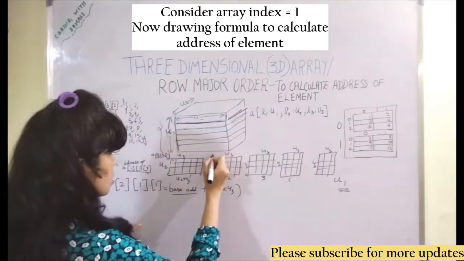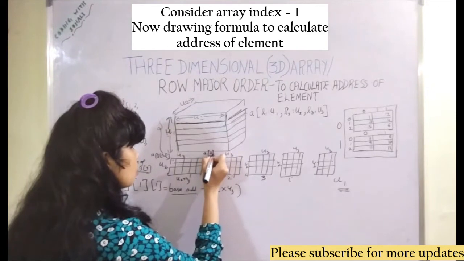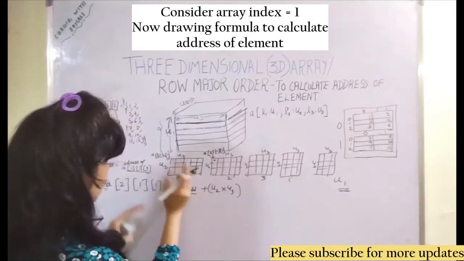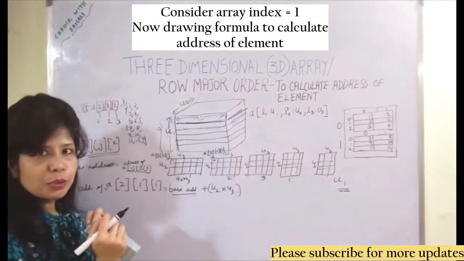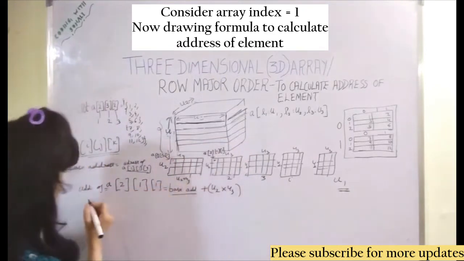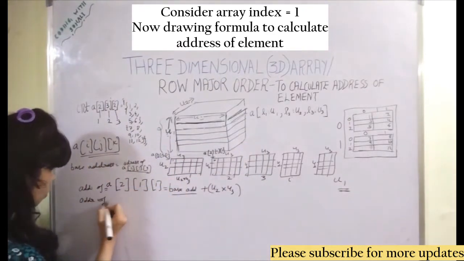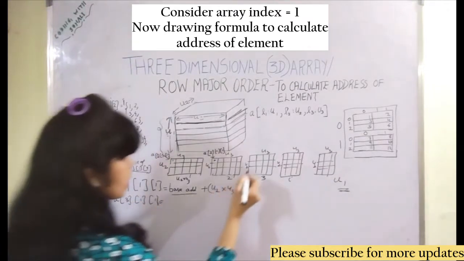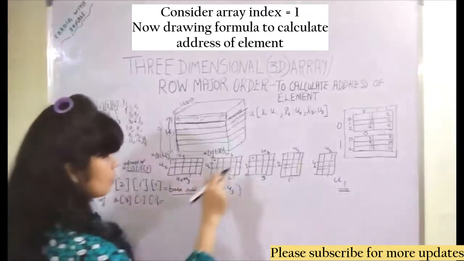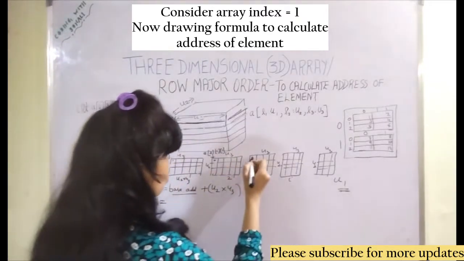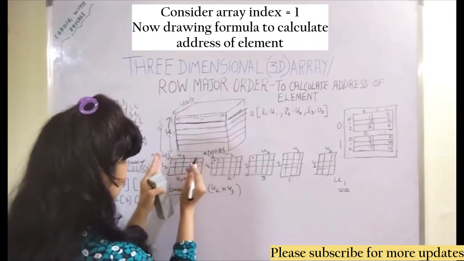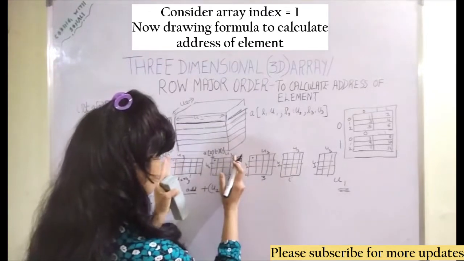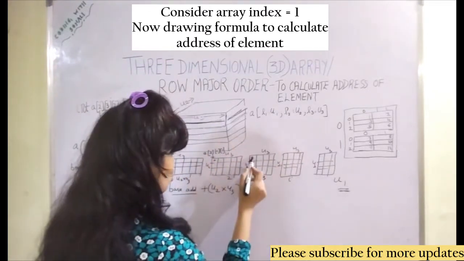I hope you got this. This is A of 2, 1, 1. So the address of this will be simply the base address plus the whole U2 into U3, right? Now if I have to calculate the address of A of 3, 1, 1, then what will be the changes in that case? To reach this element, I have to cross first this 2D array and then cross this 2D array. So two 2D arrays I have to cross, then only I can reach this element.